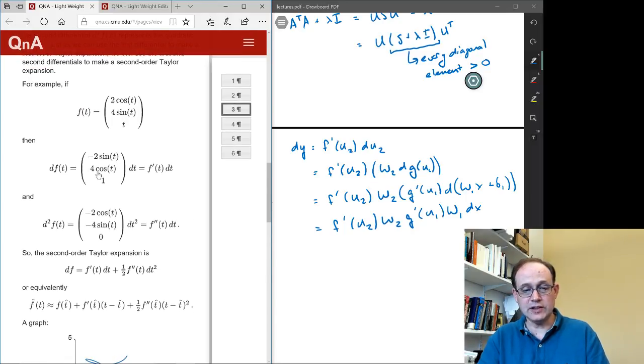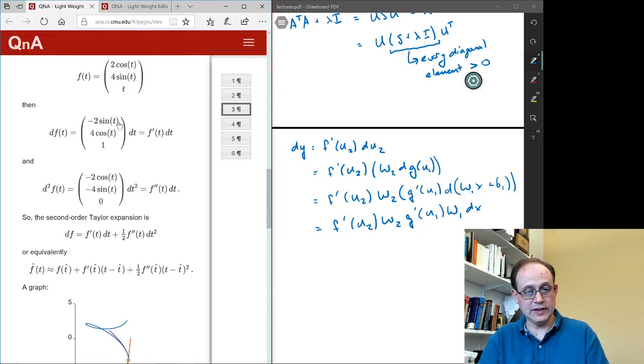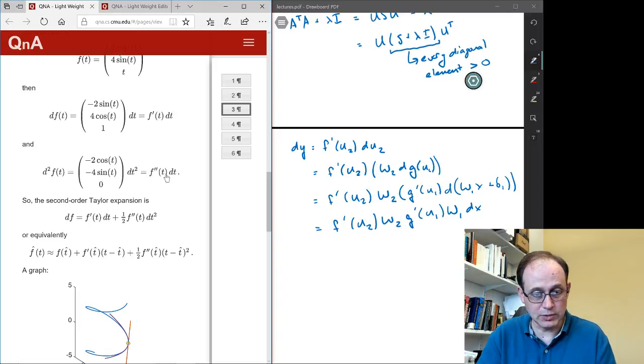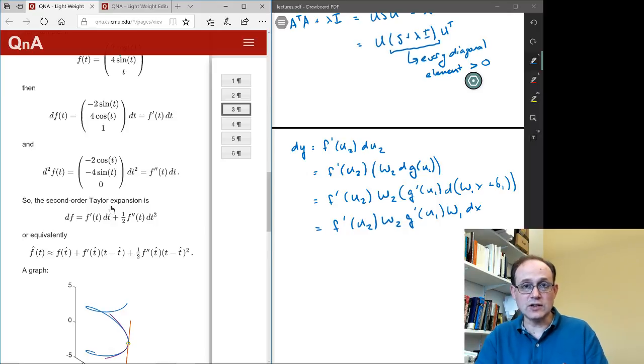Then df, we take the first differential. You can do it by the chain rule, and it looks like this. And then d squared f, we take the derivative again. Again, the chain rule, this should be f double prime of t dt squared. There's a missing squared here, I just noticed. And so the second order Taylor expansion you can make out of these two things. The change in f is the first differential plus the second differential, right? So we're making it one term more accurate.